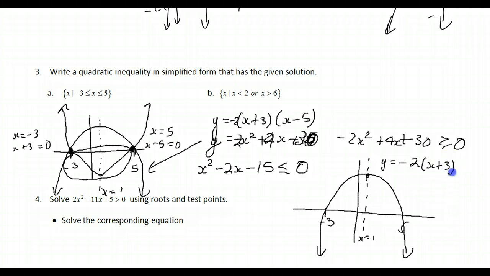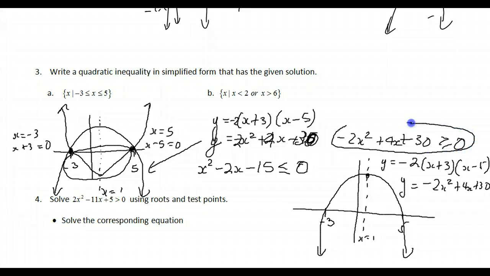X plus 3, right? The important points are where the x-intercepts are, and x minus 5. Simplified, this quadratic is negative 2x squared plus 4x plus 30. And the inequality then becomes, since we want these values here, we are looking for where this quadratic function is greater than or equal to 0, and that will give us a solution where we are between negative 3 and 5, and we're including both.